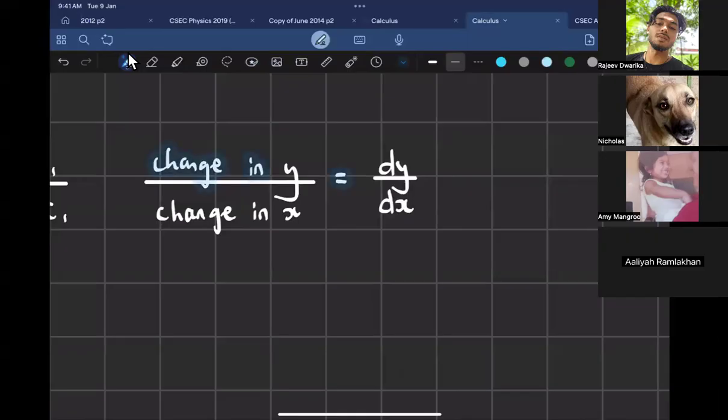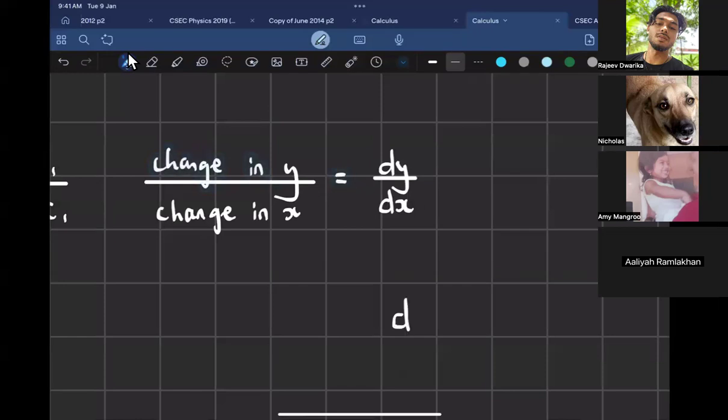Did I know that before? Nicholas, did you know that? Well, now you know. dy over dx, d means difference or change in y over the change in x. So when you find gradient, you're finding the first derivative, vice versa. So when you differentiate a function, you're finding the gradient. dy over dx means change in y with respect to x.